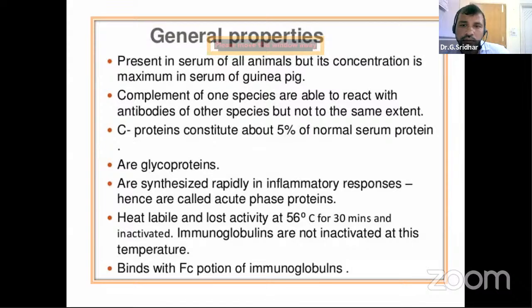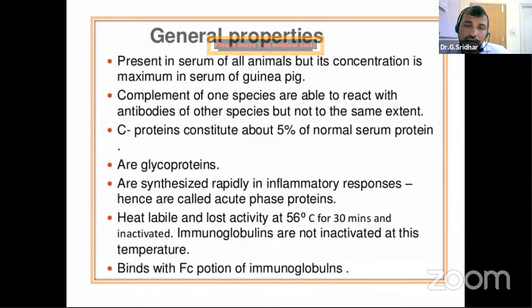Then all complement proteins belong to glycoproteins. Mainly the rapid synthesis of the complement proteins occurs at the time of inflammation. We already discussed in yesterday's class what inflammation is. Inflammation is an immune response against the infection.